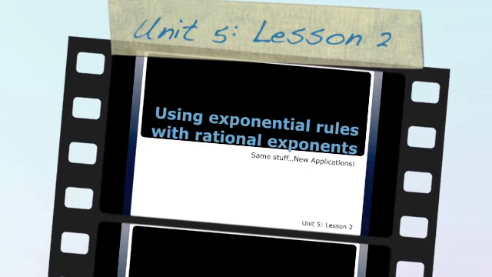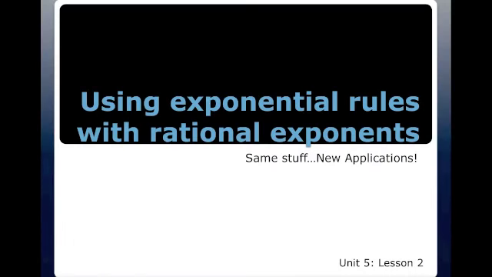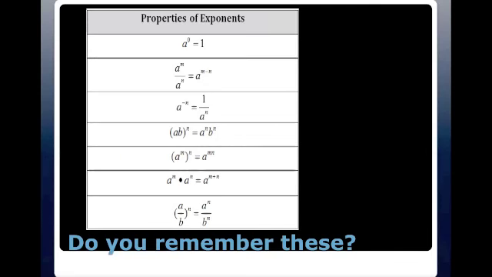This is Lesson 2 for Unit 5. It's on using exponential rules with rational exponents. And do you remember these rules? For this section, you're going to be using exactly the same rules that we did, I think it was in Unit 2, where we talked about exponential powers, except we're going to be using them in a new way because some of our exponents will be fractions.